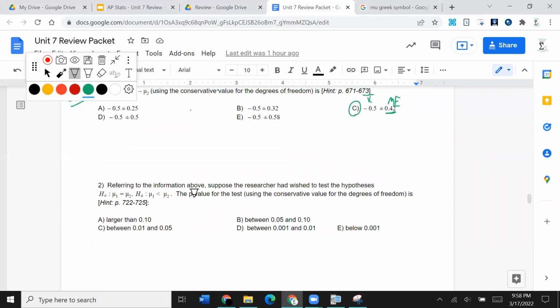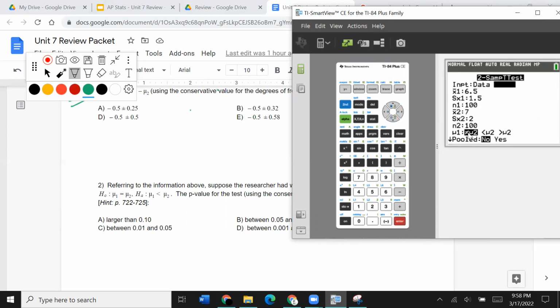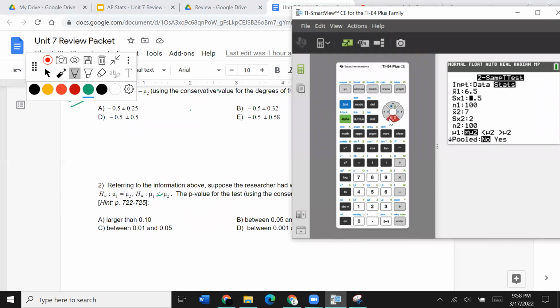All right, number 2. Referring to the information above, suppose the researcher wished to test the hypothesis that the null is that they're equal. The alternative is that mu1 is less than mu2. And let's talk about the p-value of the test. Since we have the data in here, we're just kind of translating between an interval and a test. This is going to be a 2-sample t test versus an interval. And we have all that information in there. So we just want to look at our alternative, and you can see, well, it's less than. So we got to change that to less than.